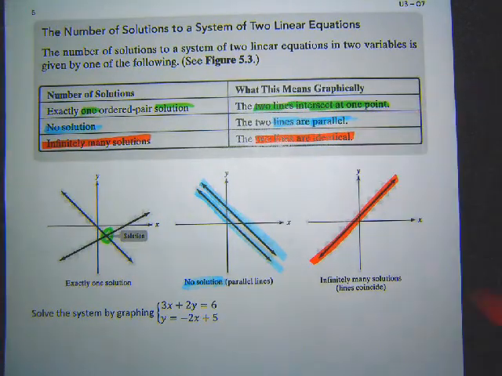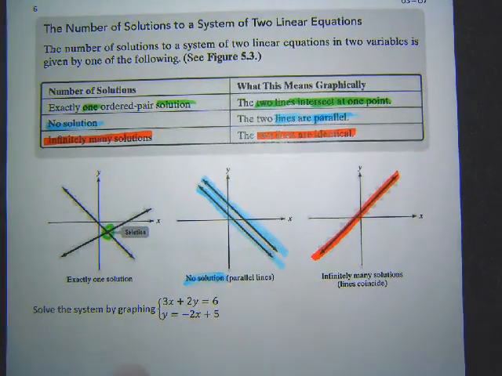So you can actually have all three options. If I give you two equations, you could have two equations where they only intersect once. Everything we've done so far is like that. You can have two equations where they never cross, no solution. And you could have two lines where they are the same line twice and they have infinitely many solutions.